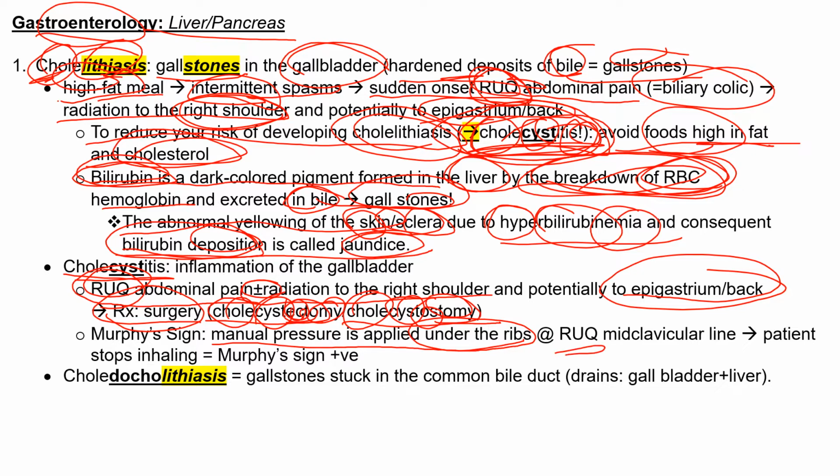Murphy's sign is a manual pressure that is applied on the ribs, as I showed you, and it elicits right upper quadrant pain at the mid-clavicular, nipple line, and this pain results in the patient stopping inhalation. You ask a patient to take a deep breath, and the patient stops taking that deep breath as soon as you press under the ribs. This is then called a positive Murphy's sign.